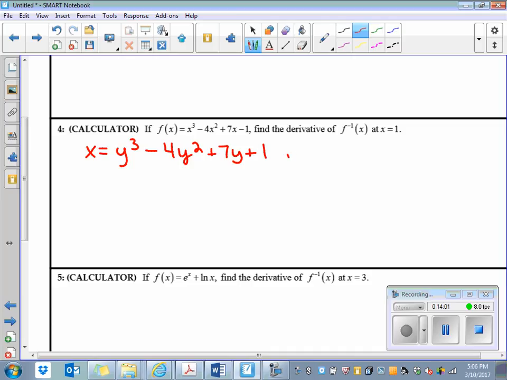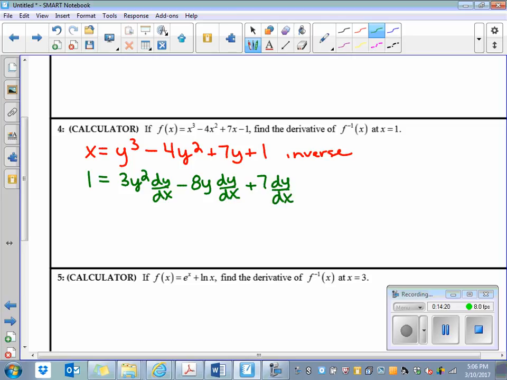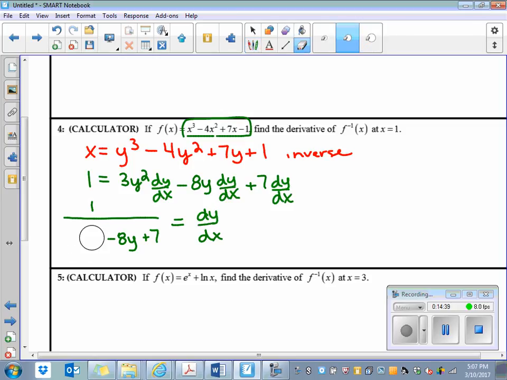Right, so there's my inverse. So 1 equals 3y squared. It's exactly this example that when you write all these dy dx's, you're like, oh yeah, a shortcut would just help. So 1 over 3y squared minus 8y plus 7 equals 2y dx. The derivative of that, but in terms of y instead of x. 3x squared minus 8x plus 7, but in terms of y's. Try that again. 3y squared.